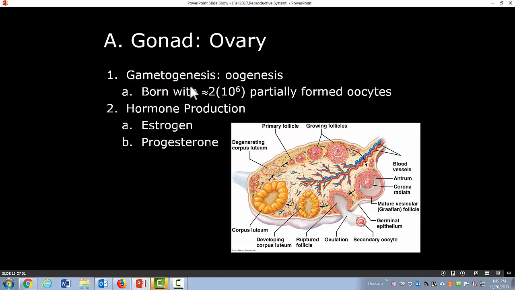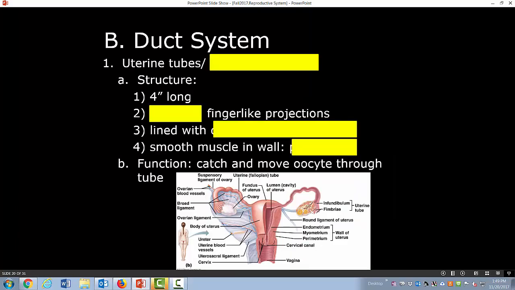Okay, so in addition to forming the ovums, the gonad also produces hormones, and the ovary produces two hormones, estrogen and progesterone. As in the male system, where there was a duct system that helped to take the male gamete out of the body, there's a duct system that is working to carry the female gamete out of the system, and it begins with the uterine tubes, otherwise known as the fallopian tubes.